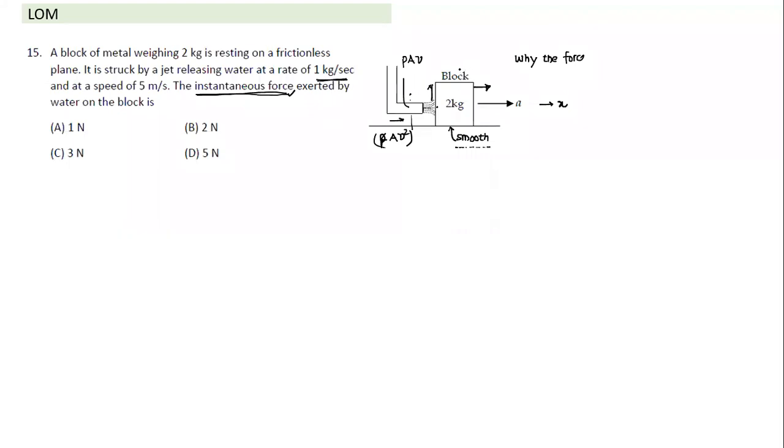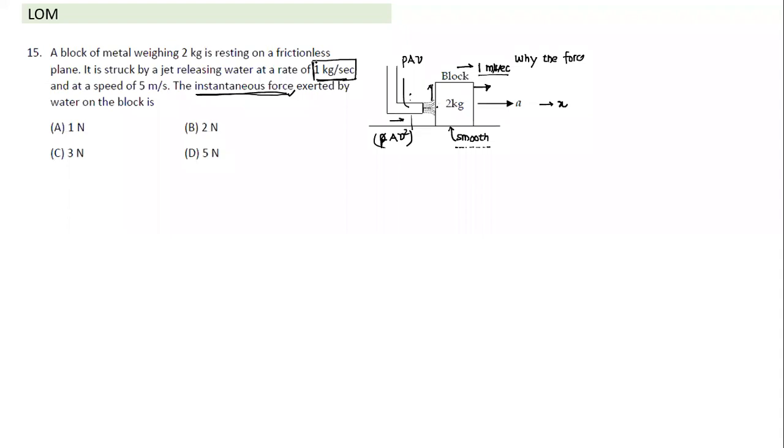If the block starts moving with a velocity of 1 meter per second, will the rate at which the water jet strikes the surface remain the same or change? Vignesh, you solved this question? Yes, sir. It will change, sir. It will become how much? The moment it acquires a velocity of 1 meter per second.